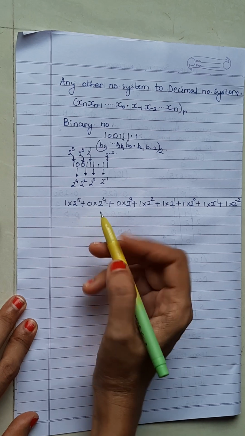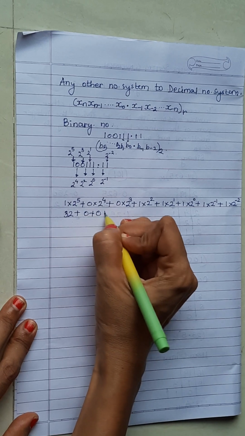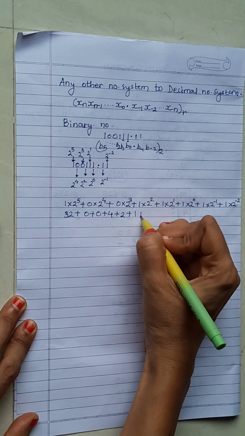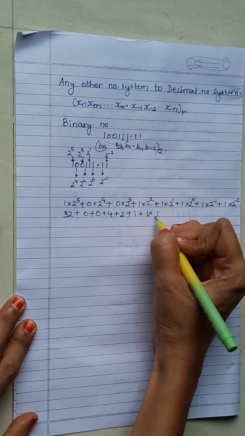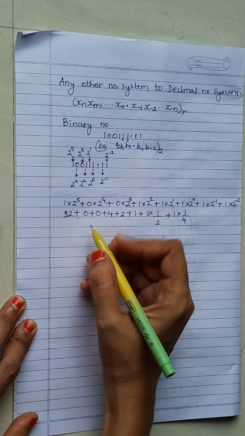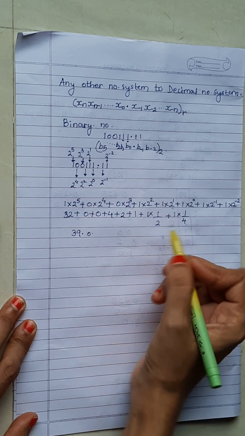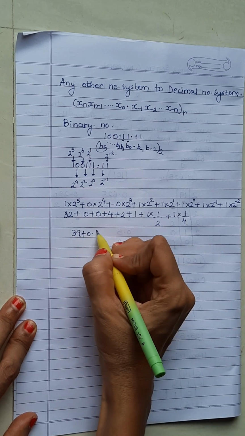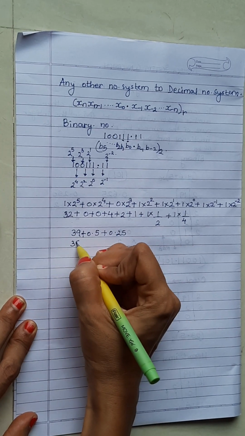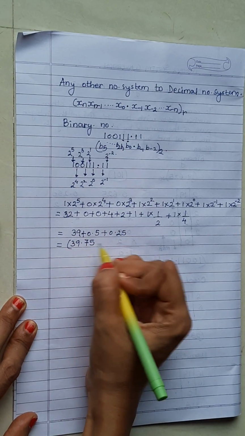Yes, 8, 16, 32. So 1 into 32 is 32, plus 0, plus 0, plus 4, plus 2, plus 1, plus 1 into 1 by 2, plus 1 into 1 by 4. So this is 39 plus 0.5 plus 0.25. So that is 39.75. Okay, so this is in decimal.